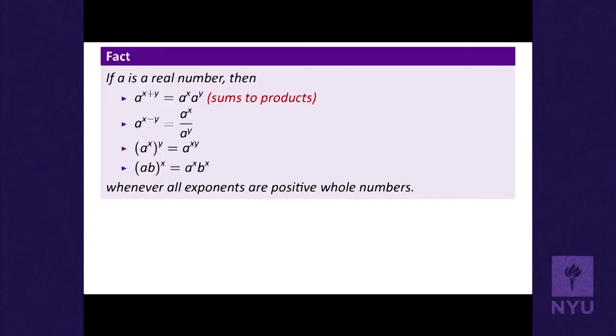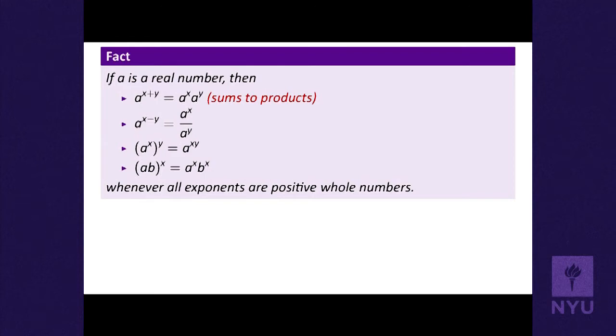So these are some basic properties of exponentials that are true when x and y are whole numbers. So the first fact is that if I take a to the power x plus y, that's the same as taking a to the x times a to the y. So a to the 5, which is 2 plus 3, would be the same thing as taking a squared times a cubed. And formally speaking, what it means is that taking a number to a power converts sums into products. Exponentiation converts sums into products.